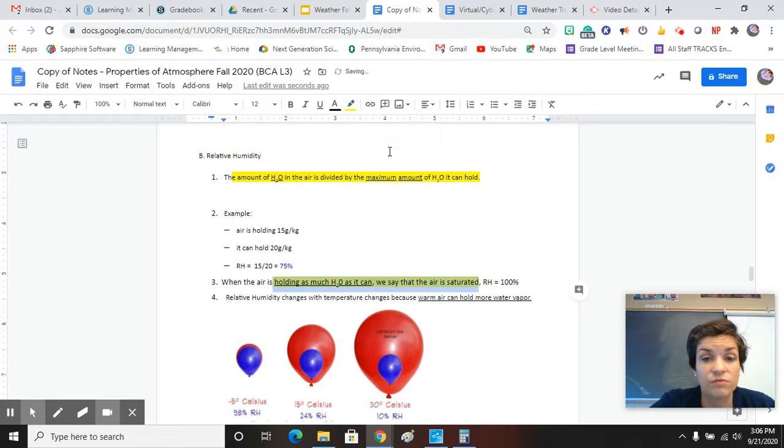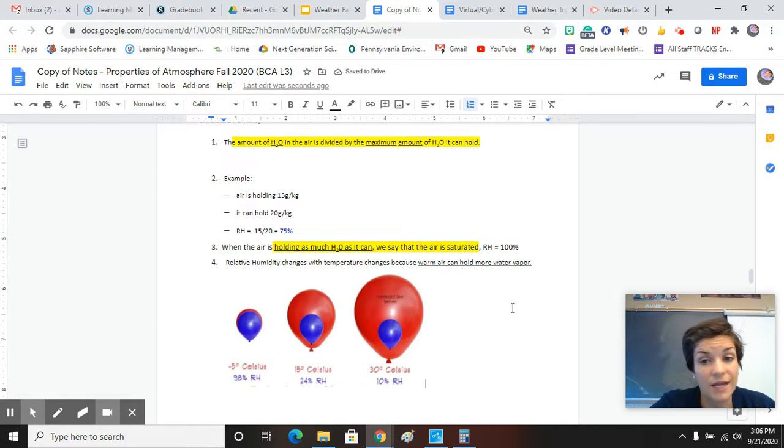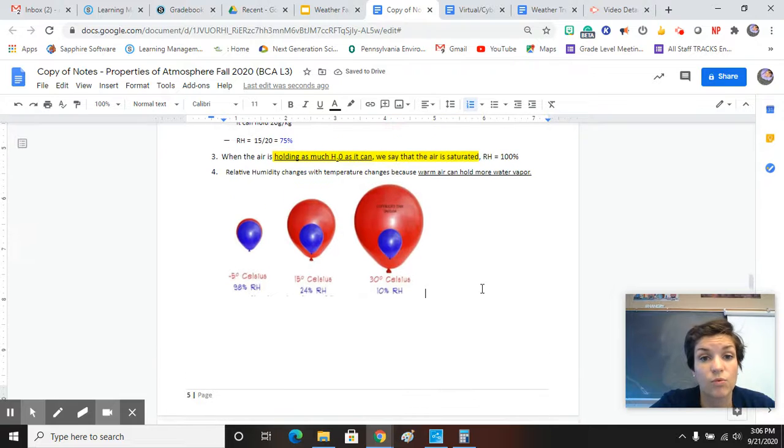When the air is holding as much water as it can, we say that air is saturated. And in that case, the relative humidity is at 100%. The air cannot hold any more. It's 100% full. Relative humidity changes with temperature. That's a big deal.